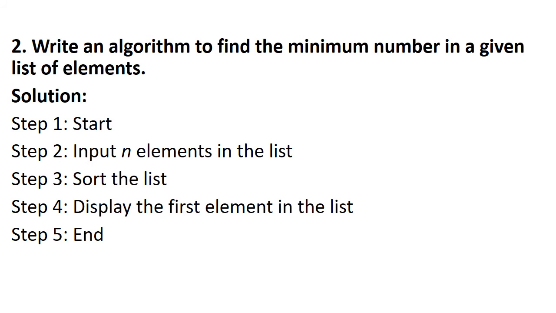This algorithm is very simple. So the approach is, we have n elements in the list. When we sort the elements in the list in ascending order, obviously the minimum number comes to the first position. So in the 0th position of the list, the minimum element is placed. And in step 4, we are displaying the first element in the list. So therefore, we get the minimum number from the list of elements.